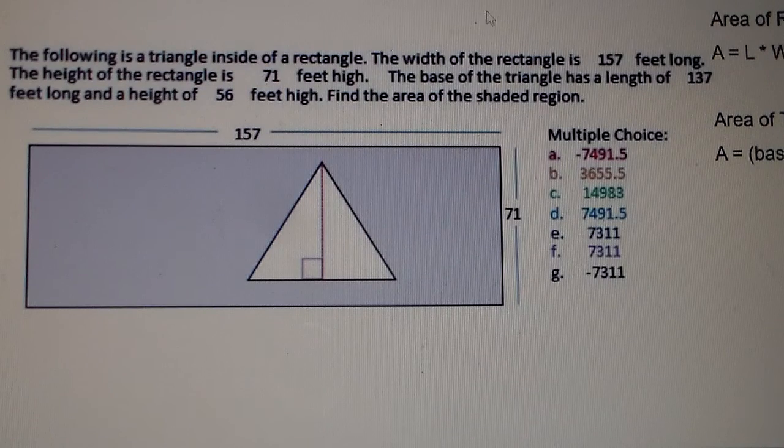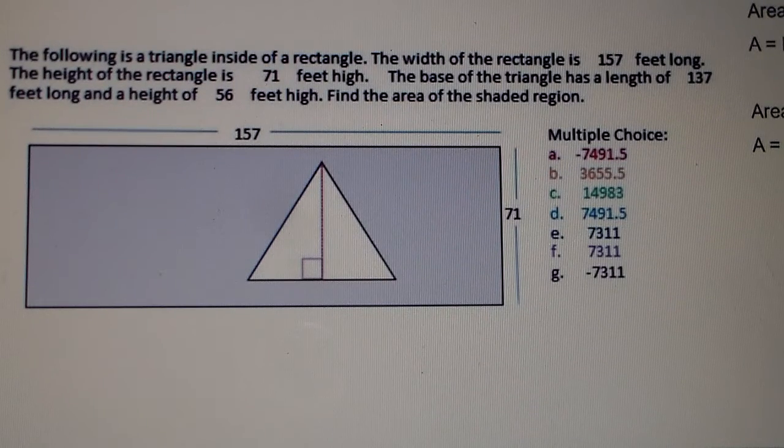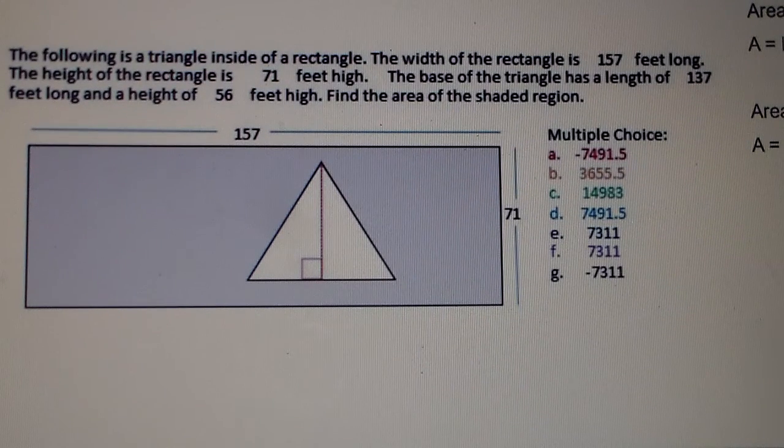The following is a triangle inside a rectangle. The width of the rectangle is 157 feet long. The height of the rectangle is 71 feet high. The base of the triangle has a length of 137 feet long and a height of 56 feet high. Find the area of the shaded region.